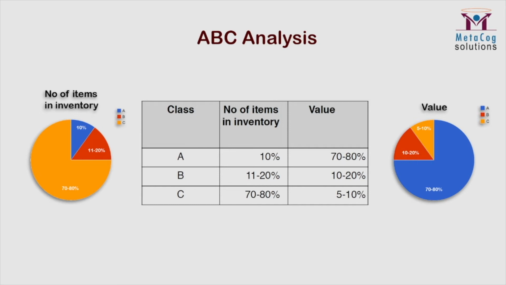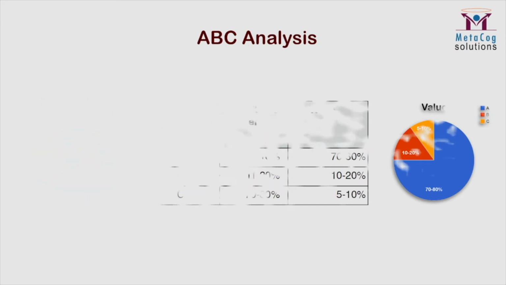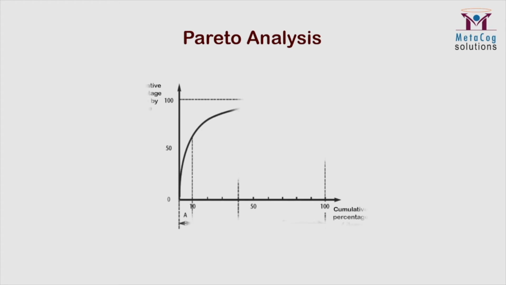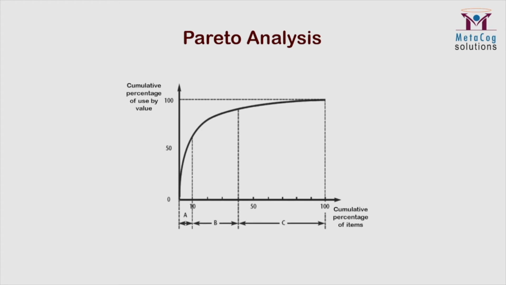By clearly identifying the high value or A class items, this allows purchase managers to focus their efforts on areas which will have the maximum impact on the organization. Pareto analysis. The graph shows how the Pareto analysis or ABC analysis can be depicted pictorially. On the x-axis, we have the cumulative percentage of items. On the y-axis, we have the cumulative percentage of use by value.